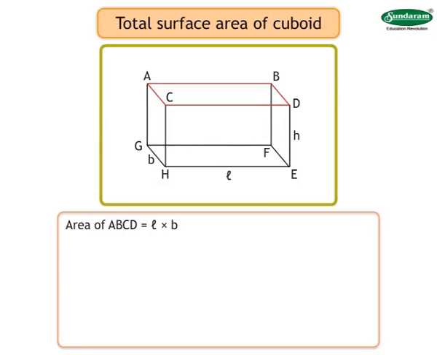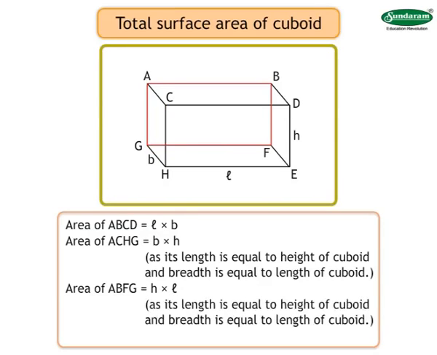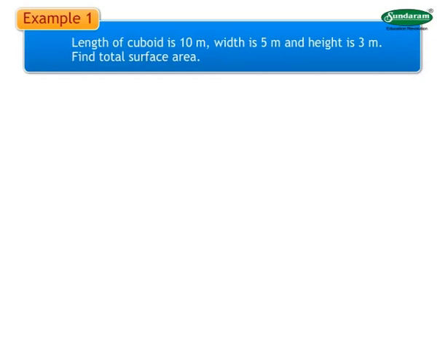Area of A, B, C, D is length into breadth. Area of A, C, H, G is breadth into height, as its length is equal to height of cuboid and breadth is equal to length of cuboid. Area of ABFG is height into length. Total surface area is 2 into length into breadth plus breadth into height plus height into length.